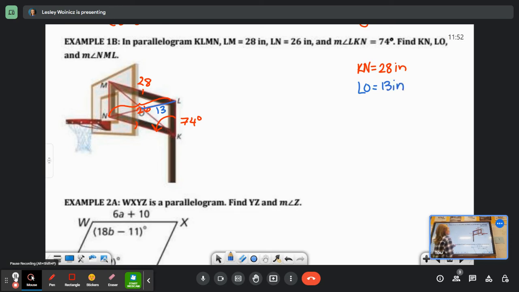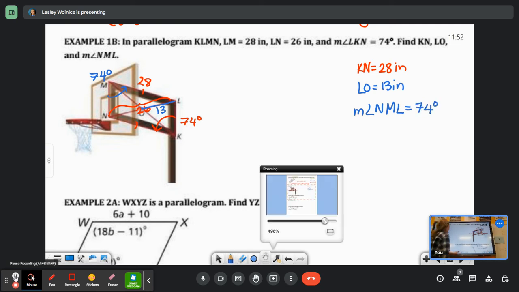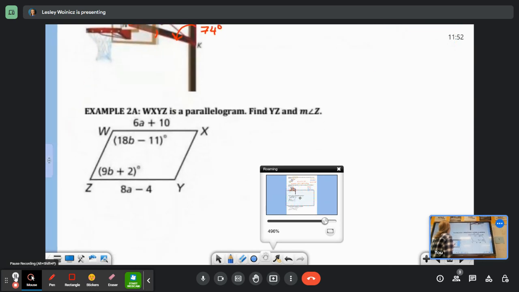And the measure of angle NML. What is that one? 74 also, because these two are opposite. That's a little bit less work. Okay, so measure of angle NML. Is it easy, or did you just get that much smarter? It's easier. Okay. I keep writing 47.